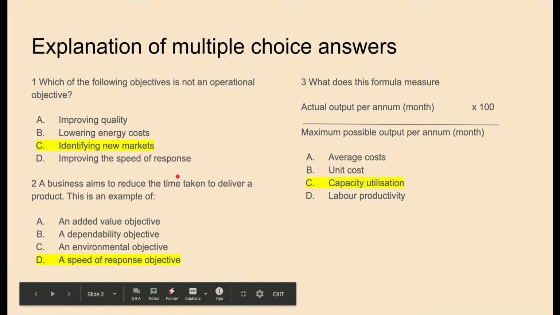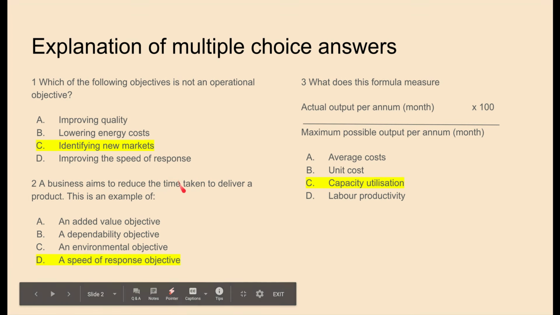The next question then: the business aims to reduce the time taken to deliver a product. This is an example of what? Sometimes there's a bit of applied common sense. If you're looking at reducing the time taken to deliver a product, then that is obviously a speed of response objective. The other three, by process of elimination, are not relevant to that particular question. Let's move on and look at number 3 then.